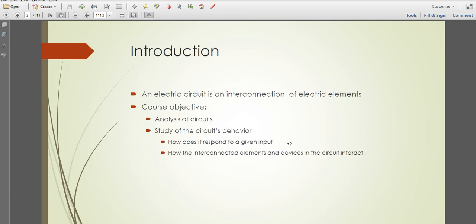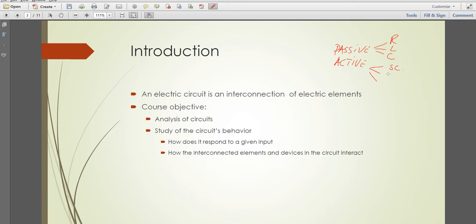As an introduction, what is an electric circuit in general? An electric circuit is an interconnection of electric elements. We mean by this, if you have resistors, capacitors, inductors, or a combination of these, we have active and passive elements. In the passive, we have three elements: resistor, inductor, capacitor. And in the active, we have different types in the semiconductors.